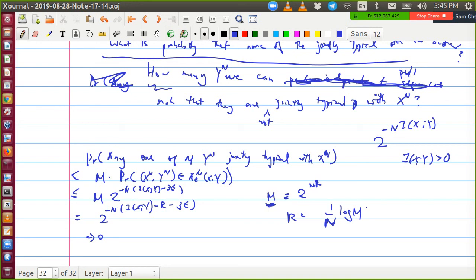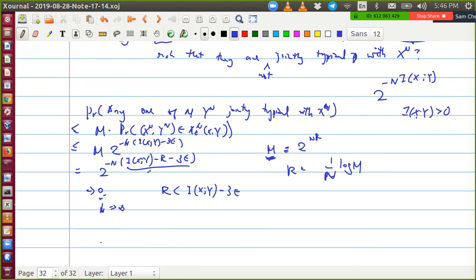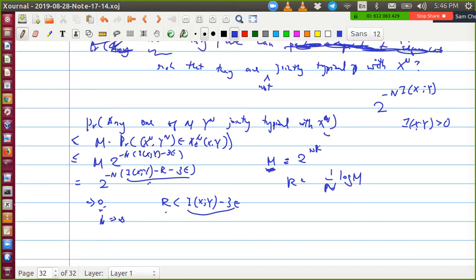So if we say r is equal to log m over n, and then we substitute back into this one, what you see is that as long as r is less than I(X;Y), and I assume epsilon is pretty small, then this will be positive as n goes to infinity, and then the whole thing will go to 0, right? So as long as we choose r less than this, we can make sure that none of the yn that we pull out will be jointly typical with xn here. So this is the packing lemma.